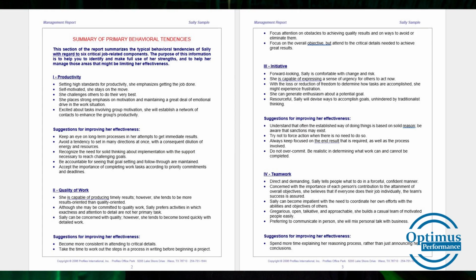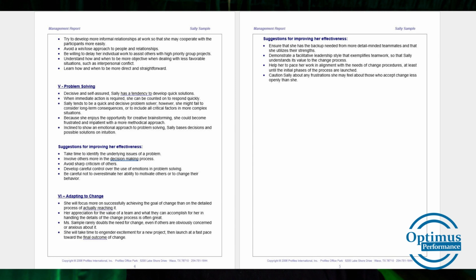Now, the report for the Profiles Performance Indicator is delivered according to 5 core competencies that typically every employee in any type of organization needs to perform well, I'd say. The first one is productivity. The second is quality of work. The third is initiative. 4th is teamwork. And 5 is problem solving.